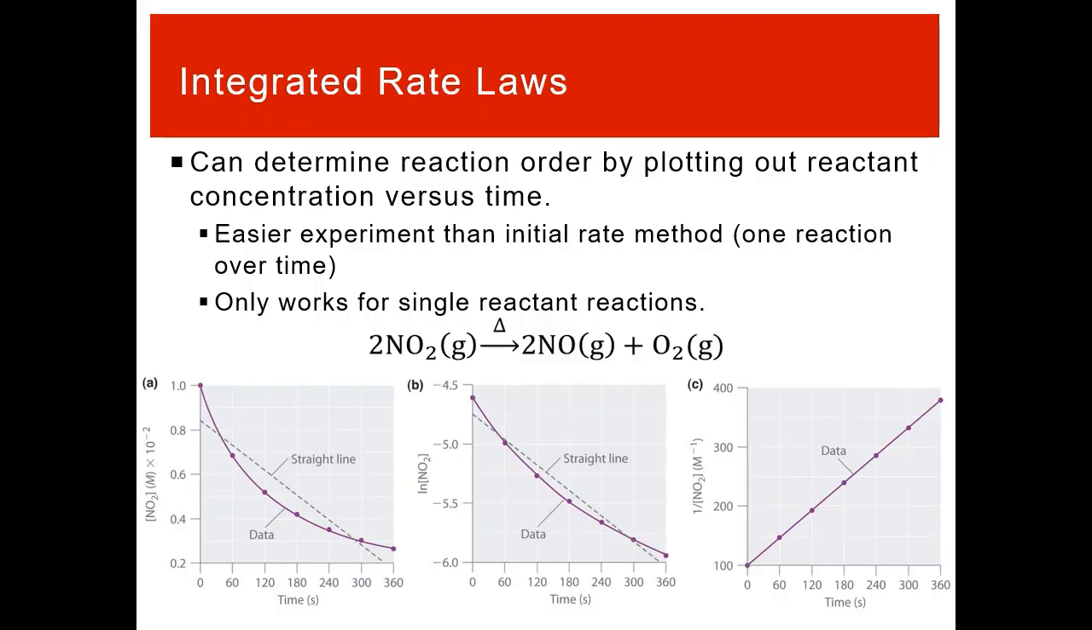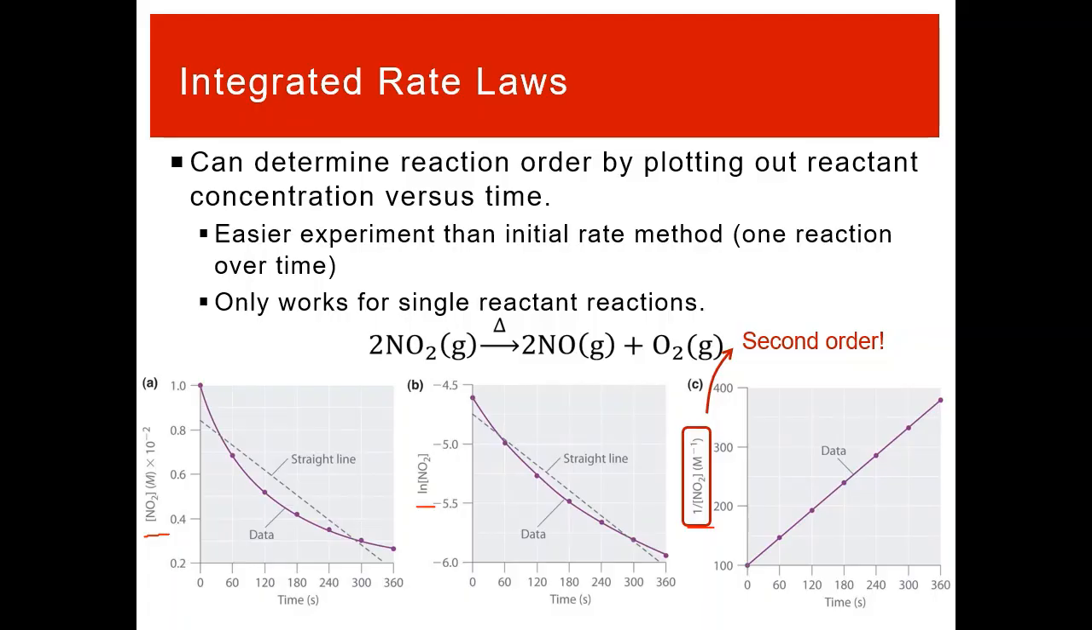You'll note we've plotted the concentration of N, the natural logarithm of N, and 1 over N, and you plot them versus time. So the time data is exactly the same. You're just changing what you're plotting as the vertical axis. And we can see that this one is straight. That leads to a straight line.